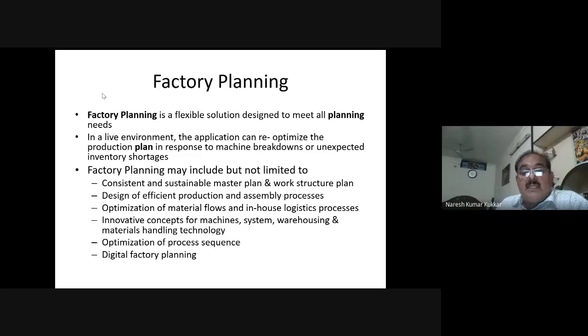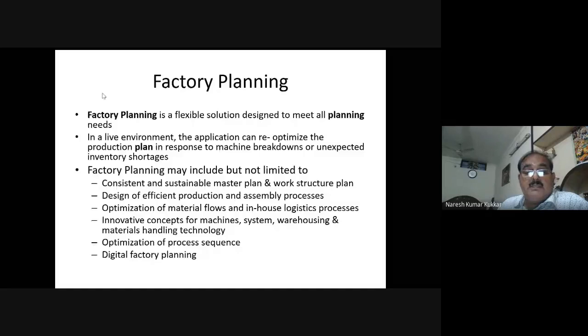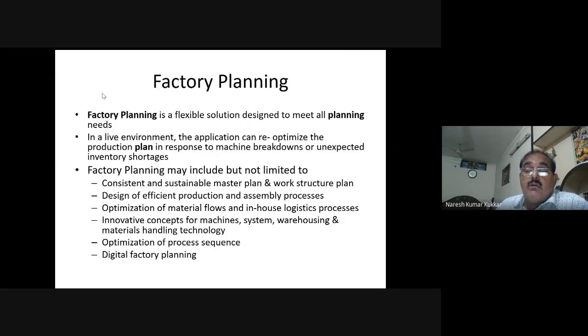Design of efficient production and assembly processes, optimization of material flow and in-house logistic processes, innovative concepts for machines, systems, warehousing, and material handling technology, because innovation is the key. Optimization of the process sequence, because processes are hugely outdated, so new processes have to be checked in. You have to check digital factory planning.